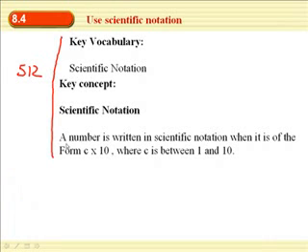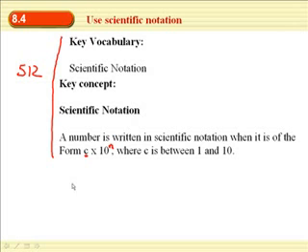because here's the definition. A number is written in scientific notation when it's in the form c times 10 to the n, where c is between 1 and 10. Okay, so you take a number and you make it into a number between 1 and 10 by moving the decimal, and then n is the number of places you move the decimal.